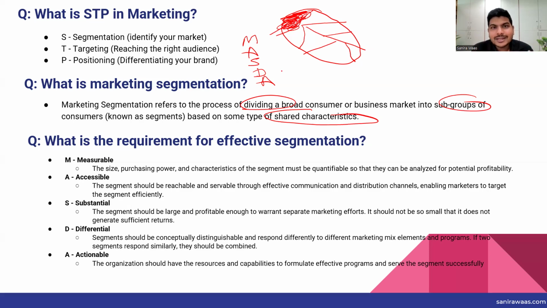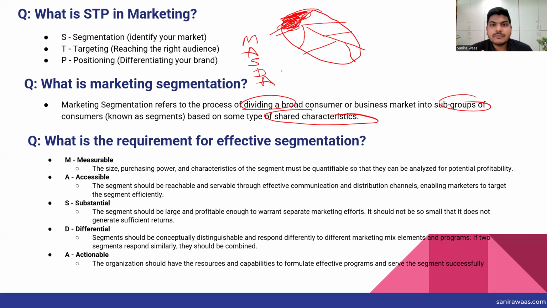But in reality, you don't need to do that, because there is no difference. You can have two segments, 18 to 40 and 40 plus. So that is understood. You have to be differentiated. These have to be different segments where they will respond separately, and you will have to use different things for different audiences. That is differential. The last one is actionable.